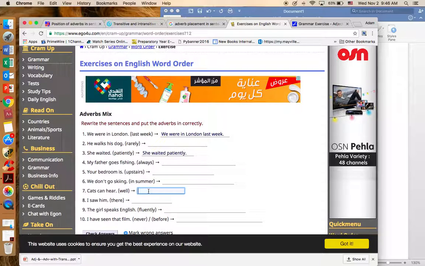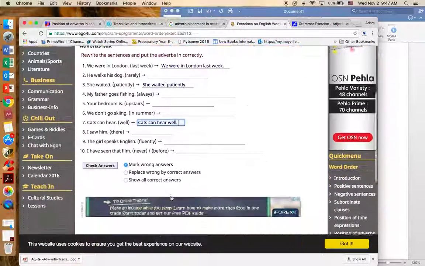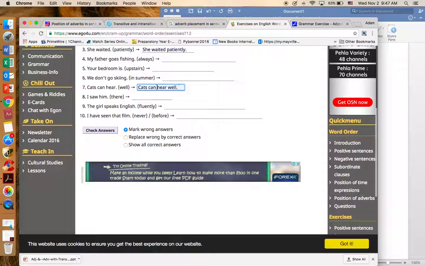What else do we have? Well, this is an example, remember, that can't come before the verb. So cats can hear her well. Cats can hear well. Right? It must come after the verb. And we wouldn't put it here because that's a modal. Can is a modal. We can't say cats can well hear. Cats can hear well. Fluently, that's another adverb of manner.